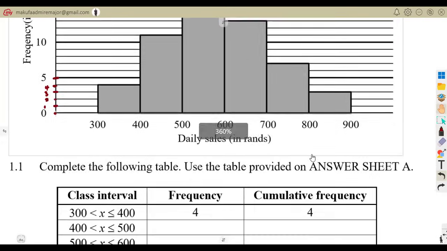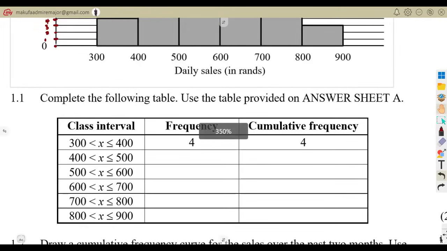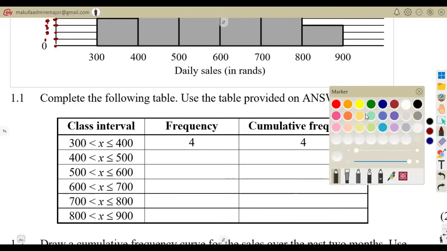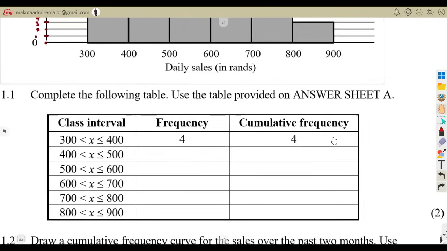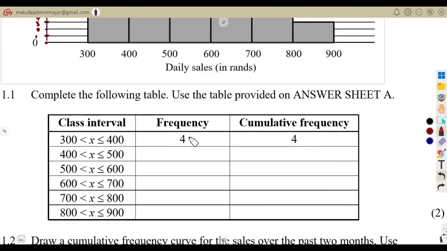So the question was, complete the following table. Use the table provided on answer sheet A. You were given an answer sheet where the table was given like this, so I'm just going to use this one. The table was just like this one. All right. So it is easier for us to first work with the frequencies, then talk of the cumulative frequencies. As we can see, this is information used on a cumulative frequency curve. So before we talk of that, let's talk of the frequencies.